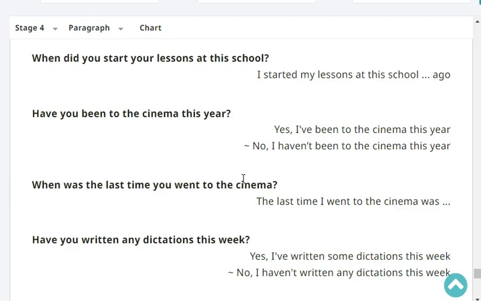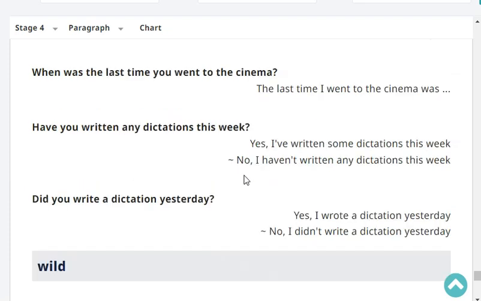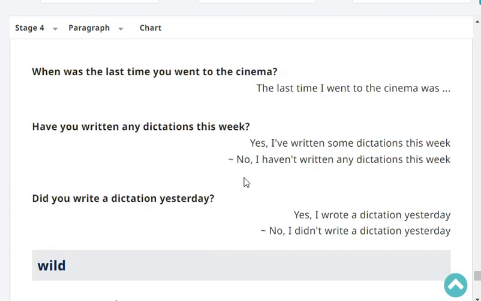Have you been to the cinema this year? Yes or no? Yes, I've been to the cinema this year. When was the last time you went to the cinema? The last time I went to the cinema was 3 months ago. Very good.